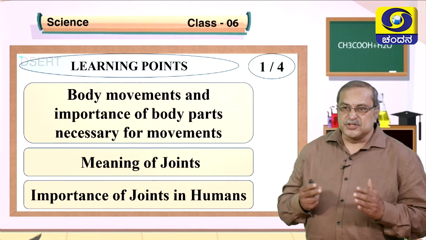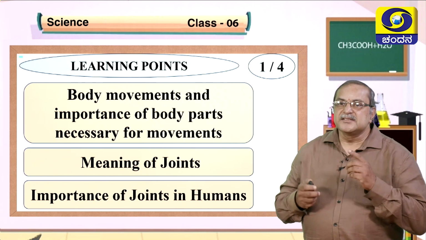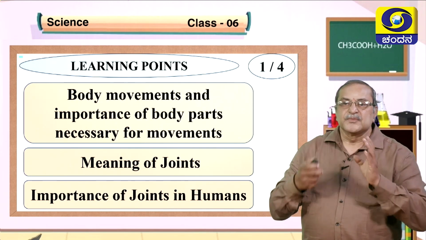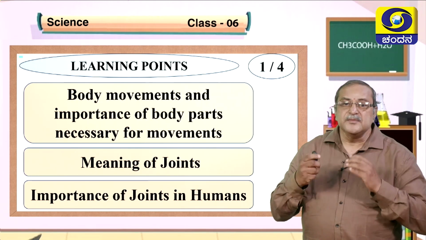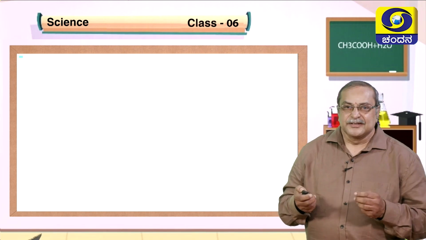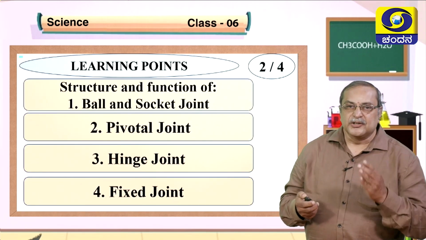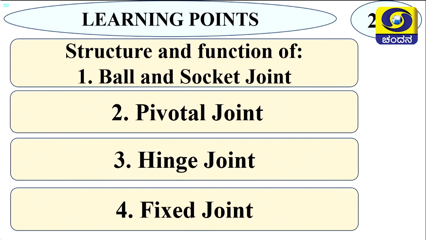So, the meaning of joints and the importance of joints in human beings. We have joints, so that is the meaning and the importance of it that we are going to learn. In the second session we are going to learn about the structure and function of the ball and socket joint, pivotal joint, hinge joint, and fixed joint. These are the learning points we have in the second session.